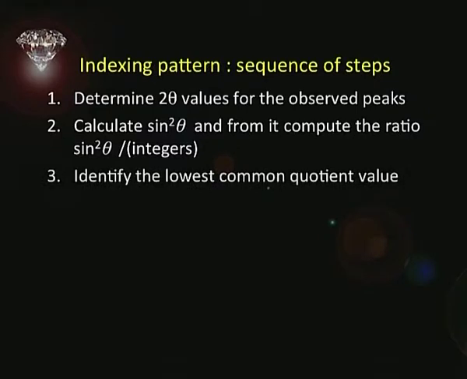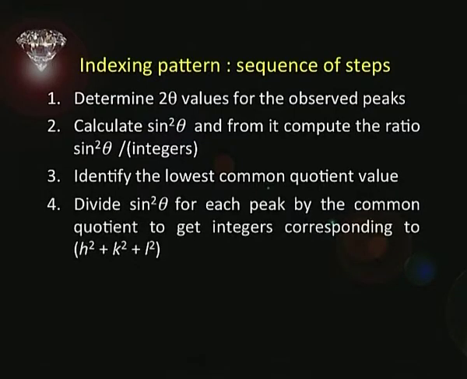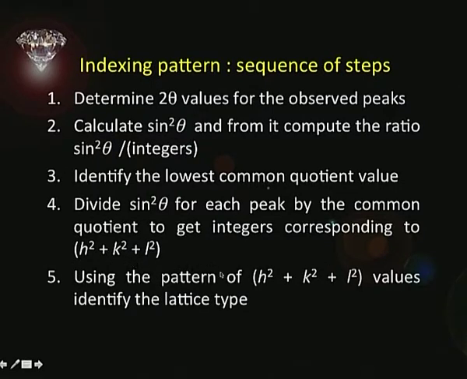Having done that, by this process we should be able to get the value of k. We find the lowest common quotient from there. We get the value of k, then take the sin square theta value for each peak and divide that by this value k, and that in turn gives me the integer combinations, that is h square plus k square plus l square. Once I get this, I can use the pattern to identify the lattice type. Once I get the lattice type, then using k I can find the lattice parameter, that is a. Now, there are 6 steps to be done.